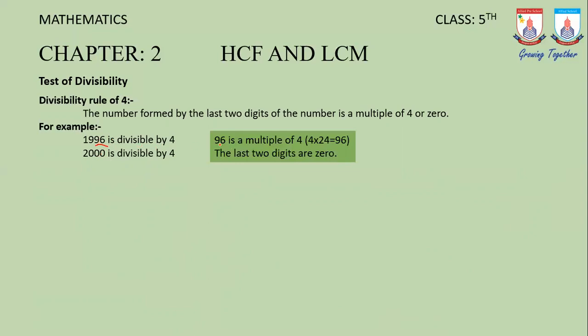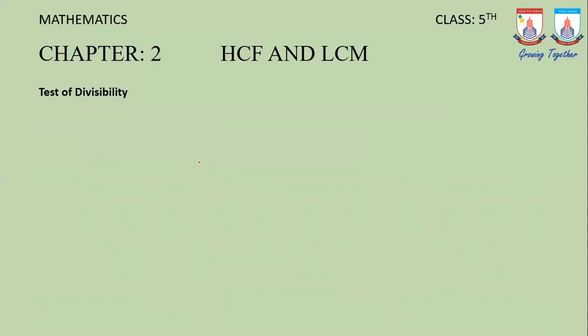In this example, 96 is a multiple of 4. If we multiply 4 with 24, we get 96. So 96 is a multiple of 4, and we can say that 1996 is divisible by 4. Similarly, 2000 is also divisible by 4 because the last two digits of 2000 are 0 and 0.